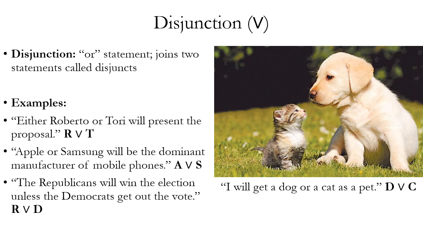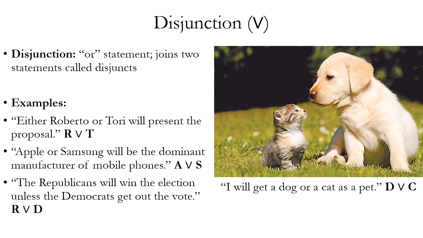Another example, the Republicans will win the election unless the Democrats get out the vote. So in this case, we have the word unless instead of the word or. Unless can basically be regarded as equivalent to or, logically speaking. This statement is saying either the Republicans will win or the Democrats get out the vote. So that's why you can translate it with the wedge or logical operator.